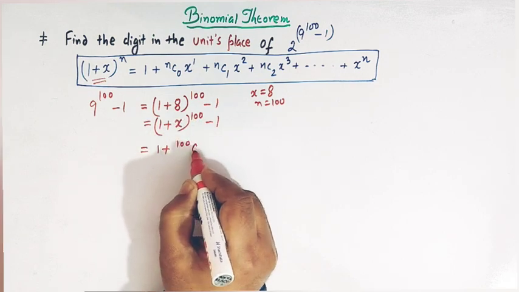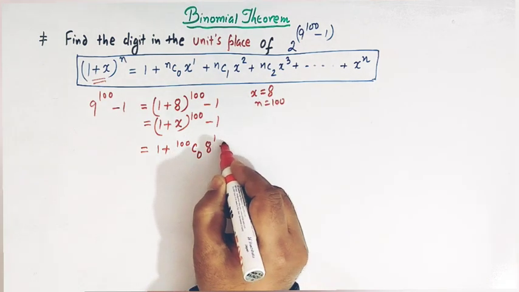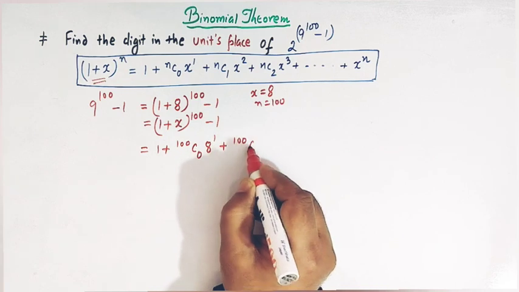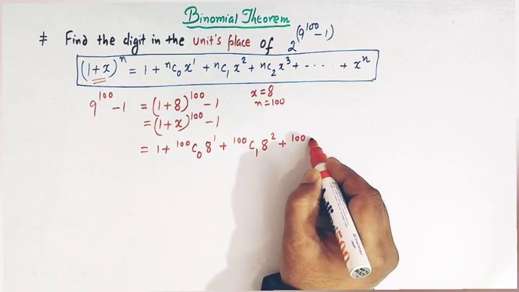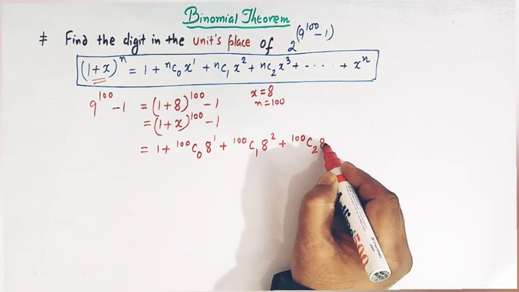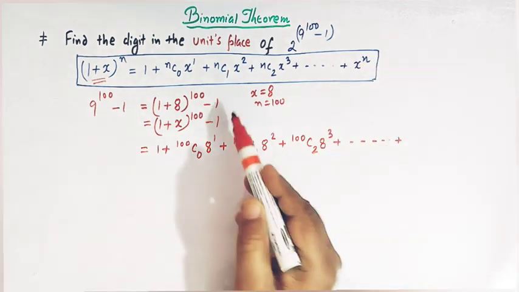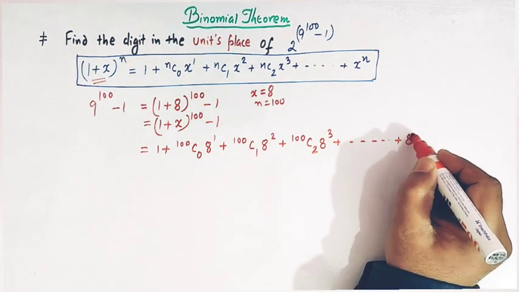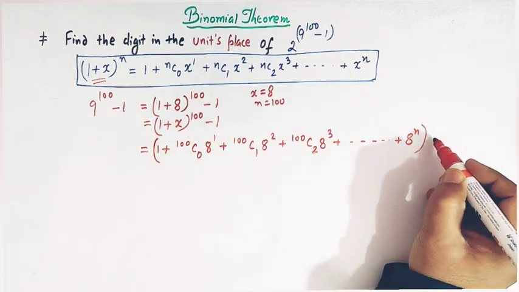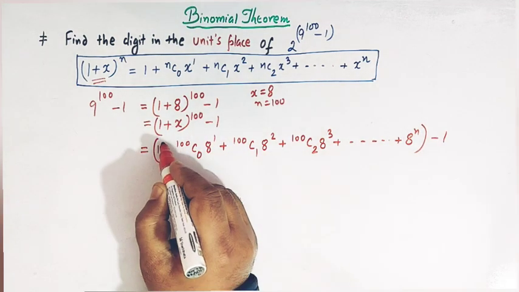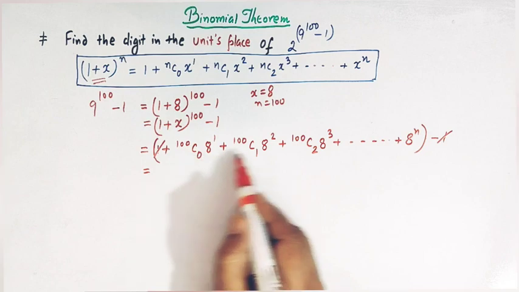So now if we apply this expansion here, we'll get 1 + 100C0, where n is 100, and for x we have 8, so 8^1, then we have 100C1 8^2, and then 100C2 8^3, and finally 8^n, that is 8^100. Then we have this term minus 1. Now see, the 1 and the minus 1 get cancelled, so we are left with only these terms.